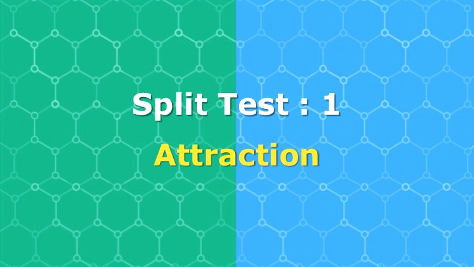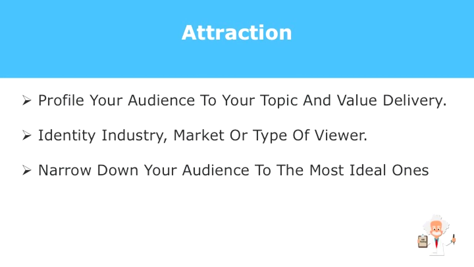The first component of an effective webinar is attraction. This component serves to plan and attract people to your webinar and helps increase conversions. When using the attraction factor, the first thing you should do is profile your audience who suit your topic and value delivery by identifying which industry, market, or type of viewer will benefit from this topic before delivering your content.